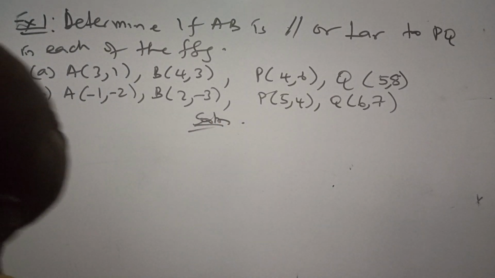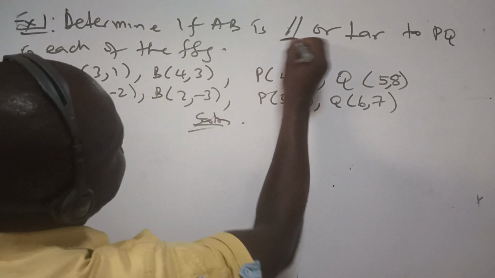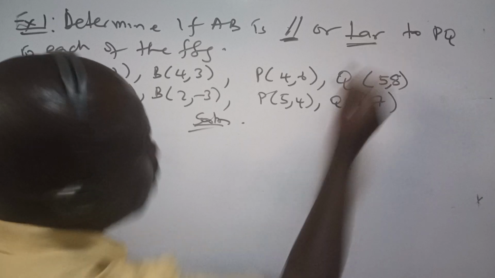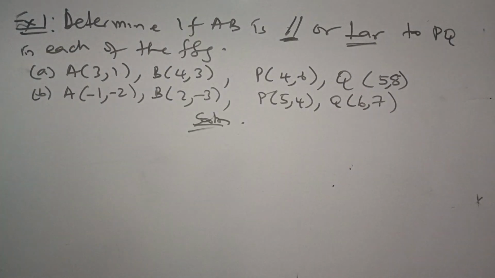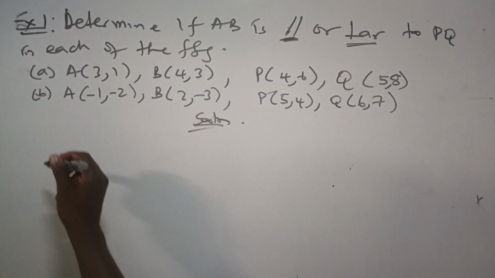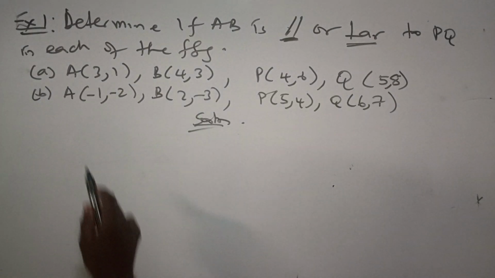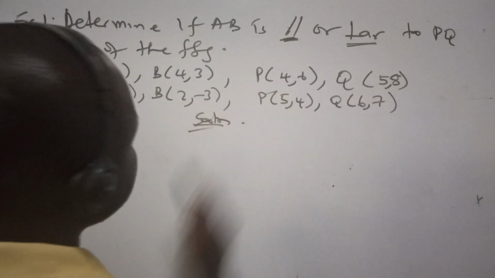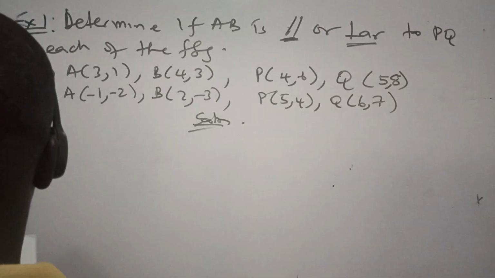We want to determine if AB is parallel. This is the symbol for parallelism, and this is the symbol for perpendicularity. So we want to see if AB is parallel or perpendicular to PQ. AB is a line. PQ is another line. So what do we do there?